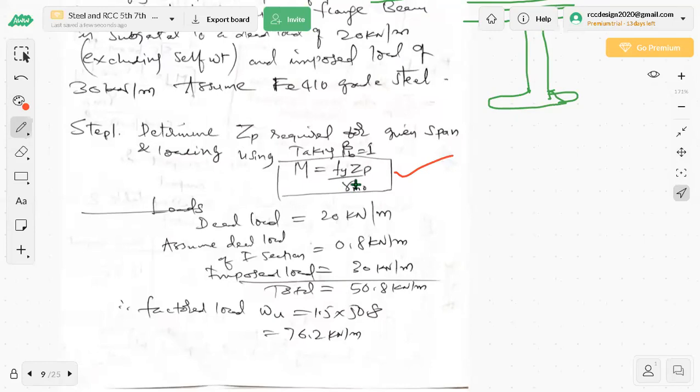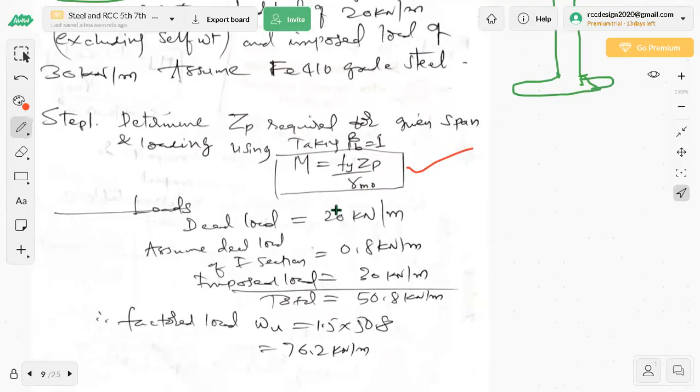So the question is, how do you say that steel beams are designed on plastic theory and not limit state? Try to understand. RCC beams are designed on the basis of limit state. Steel beams are designed on the basis of plastic theory. How do you say that? I am saying this because I am finding ZP. I'm not finding ZE. I'm not going to use elastic section modulus in the design. I'm going to use plastic section modulus. That is why steel beams are designed based on plastic theory.